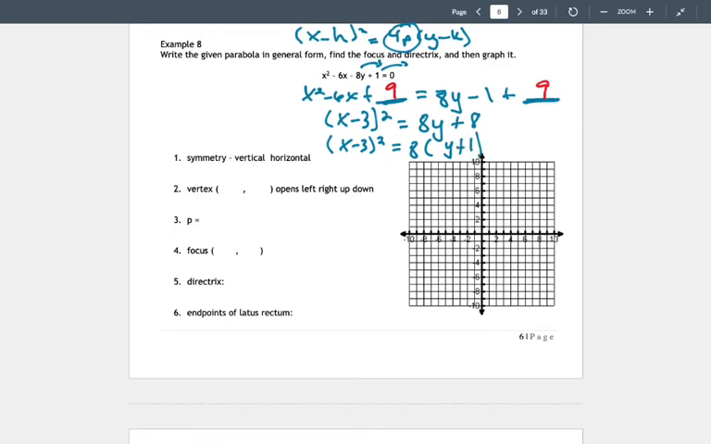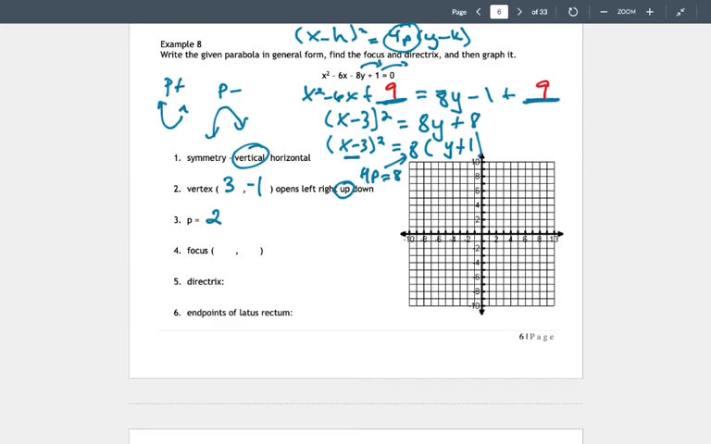So now I know what my vertex is. Remember, the x value of the vertex is with the x factor, so that's going to be 3. The y is -1. The fact that the x is squared tells me that this one opens up or opens down, which tells me it's vertical. This 8 right here, that's my 4p. So 4p equals 8, which means p equals 2. And because p is positive, it opens up. When p is negative, it opens down. So this one's going to open up.